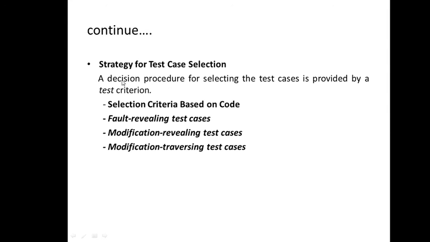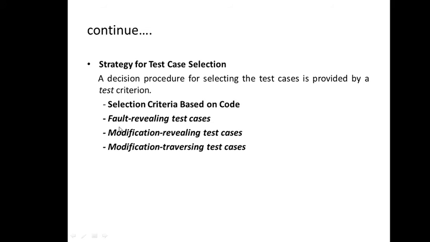Now, what are the strategies for test case selection? We said we have to select the test cases, either it is T dash or T double dash or T triple dash. So what are the methods, or you can say the strategies used? First one is selection criteria based on code. You have to check which portion of the code has been changed. Accordingly, you'll be selecting the test cases.